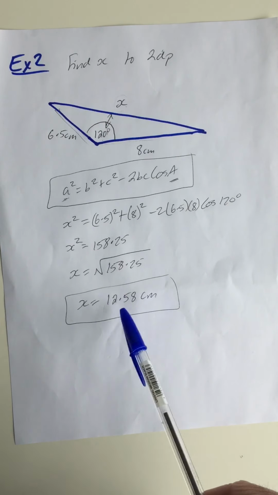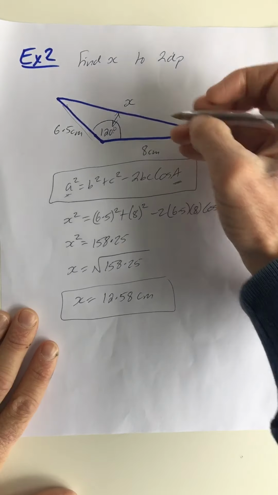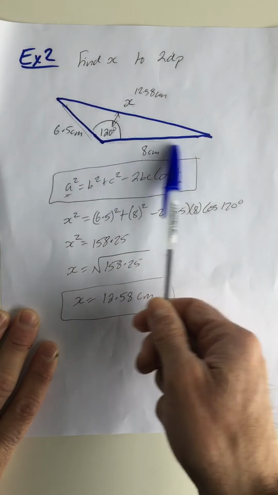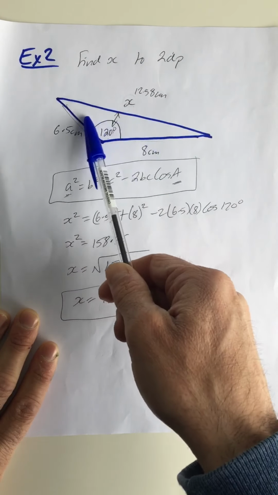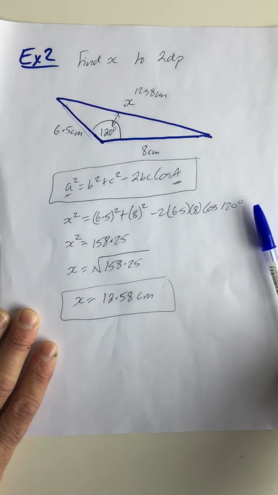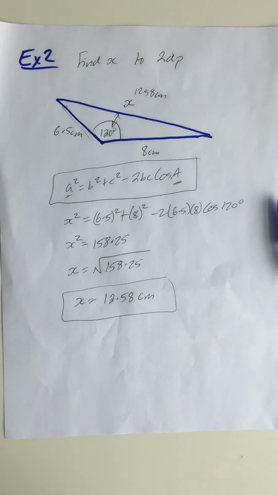It's always worthwhile looking at your answer and seeing if it makes sense. If that's 6.5, that's 8. This looks like it's going to be longer because it's the longer side of the triangle. So it seems reasonable, that 12.58. Whereas if I had gotten something like 125.8, I know I probably have made a mistake. So a little bit of common sense should come in here. Okay.